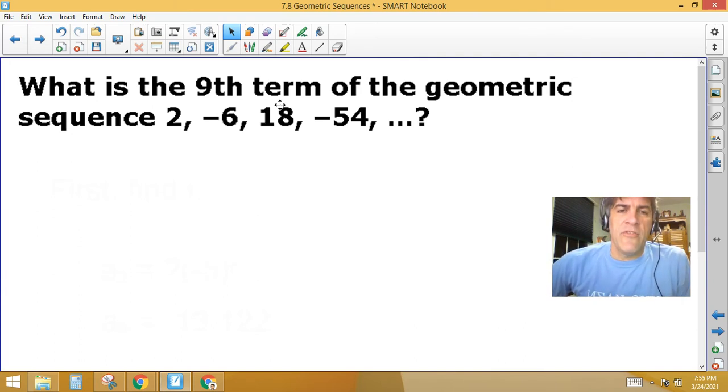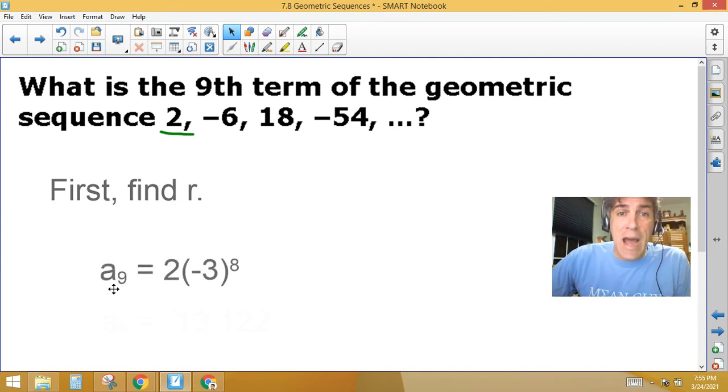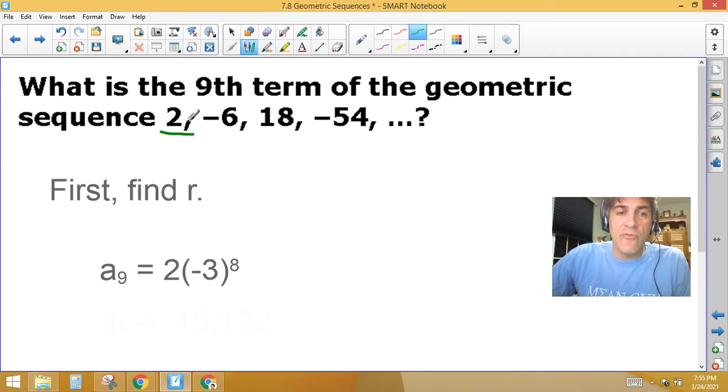Wait, it doesn't tell you the starting amount, doesn't tell you the R. Well, it does tell us the starting amount is 2. It doesn't tell us the R, so first find the R. What's going on here? Find the R. All right, hopefully you came up with -3 as your R. So now my formula is going to be a sub 9, because I want the ninth term, equals 2, my first term, times -3, which is my common ratio, what I'm multiplying by every time, to the 8th power.